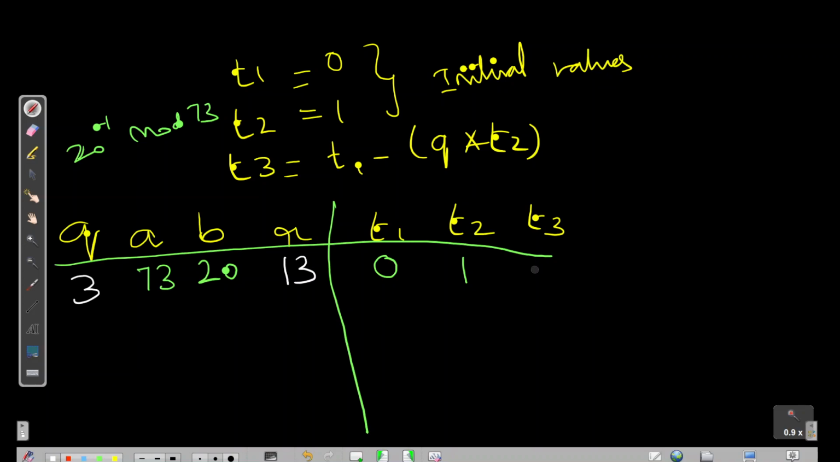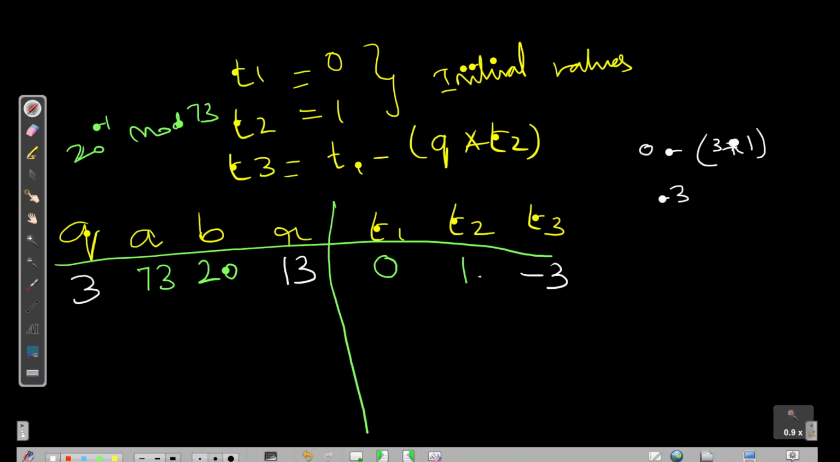Now compute T3. What is T3? T1 minus Q times T2. T1 is 0, minus Q, which is 3, times T2, which is 1. So 3 times 1 is 3. 0 minus 3 is minus 3. So I am putting minus 3 in T3.